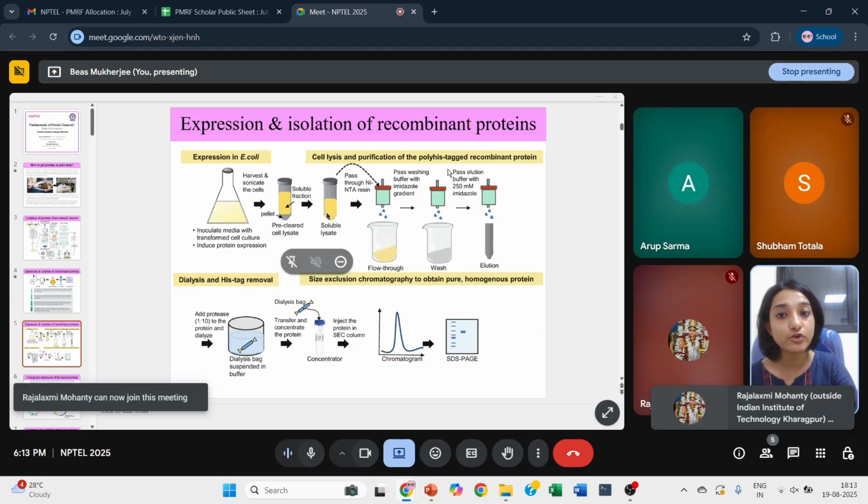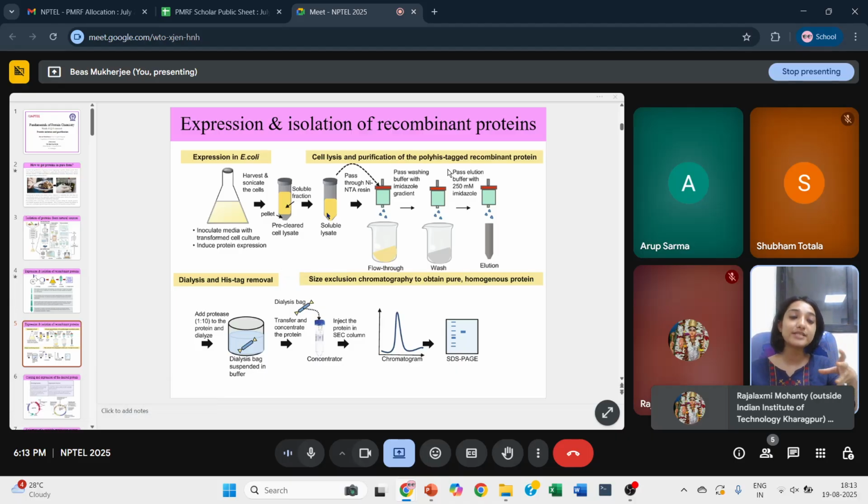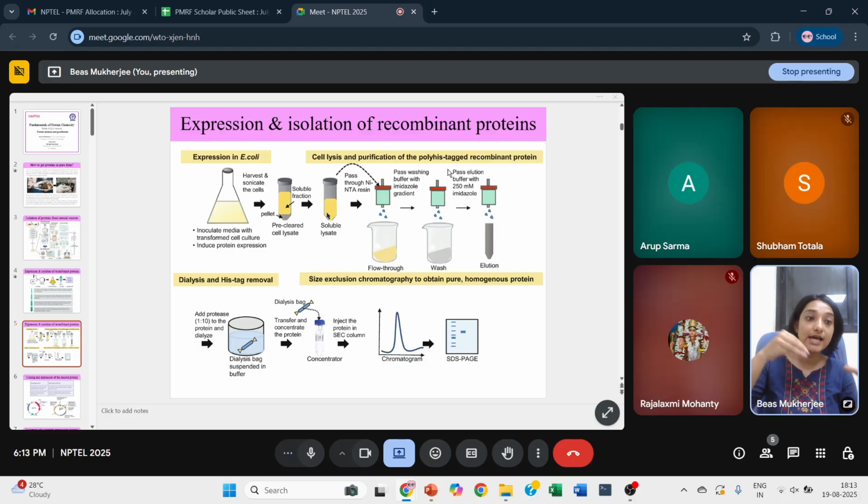So see, this is called the cell lysate, and then you sonicate it. That is, you pass ultrasonic waves into these bacterial cells so that the cells rupture, and all the components in the cell come out into the media. Then you centrifuge once again, and now all the proteins come into the soluble fraction, that is the supernatant, and all the bacterial debris, the cell wall and all the broken parts of the bacteria, go into the pellet.